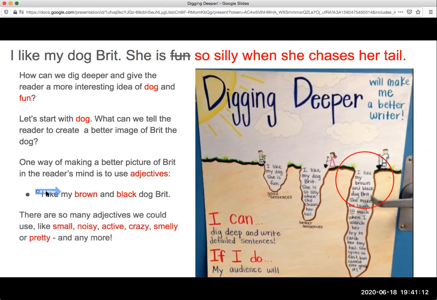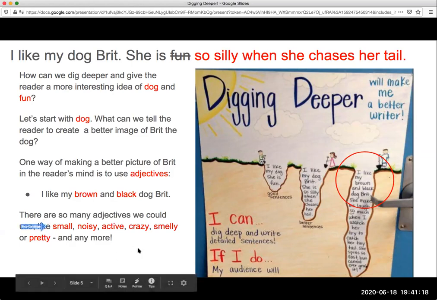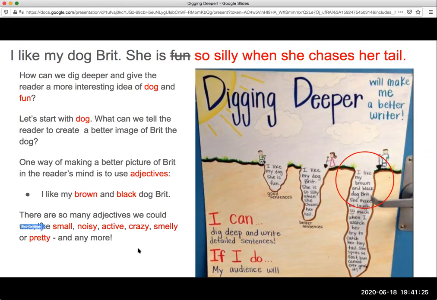There are so many small adjectives you can use, like small, noisy, active, crazy, smelly, pretty. Instead of I like my brown and black dog Brit, we could say I like my noisy, small dog Brit. I like my crazy, smelly dog Brit. Anything is okay. The choice of the word is up to you.